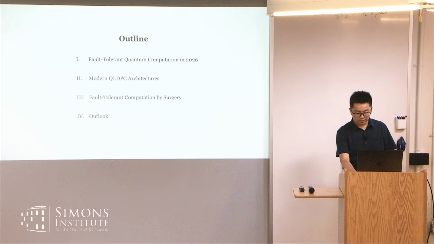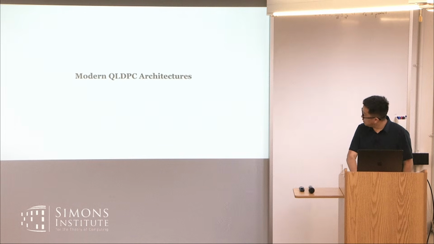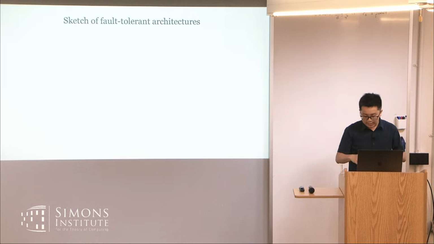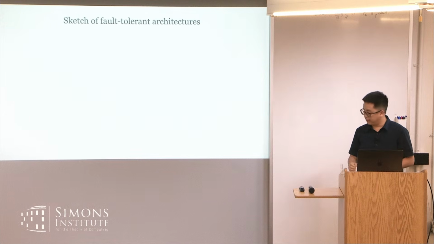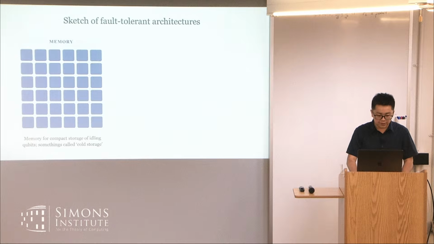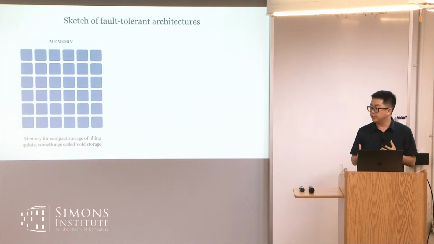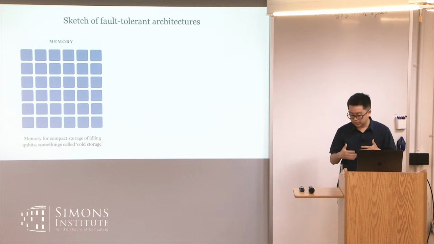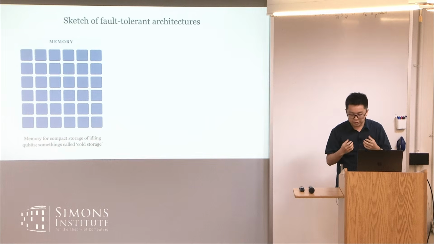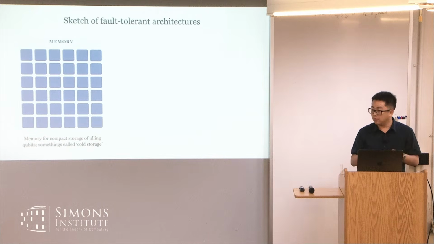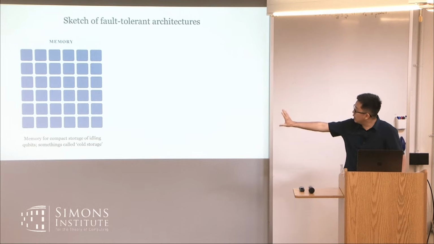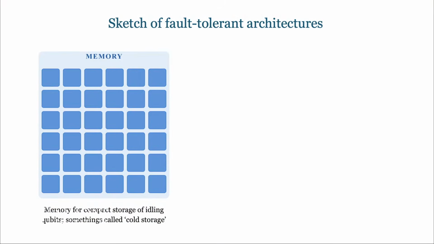Great. So on to LDPC architectures. Let me start with a very high-level sketch of what they look like. So there are a few components. The first component is a memory. This is the storage unit for especially those idling qubits in your logical circuit. In many of our applications, in a logical circuit, a lot of the qubits are idling while only a small part of the qubits are actively being computed on. So this is the overall storage unit for all of your logical qubits. Sometimes we call it code storage.